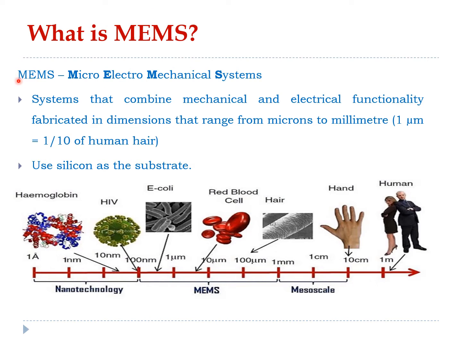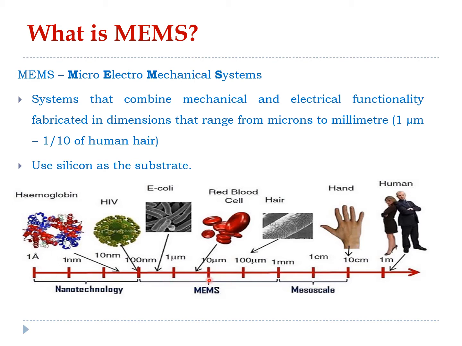So MEMS, the abbreviation for MEMS, is Micro Electromechanical System. So that is a system which combines mechanical and electrical functionality, fabricated on a micro level chip, and is called a MEMS device. The size of the system is at the micro level, less than 1/10th of the human hair. In order to fabricate this device, silicon is used as the main substrate.